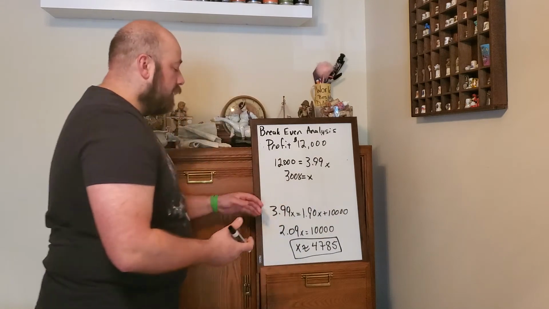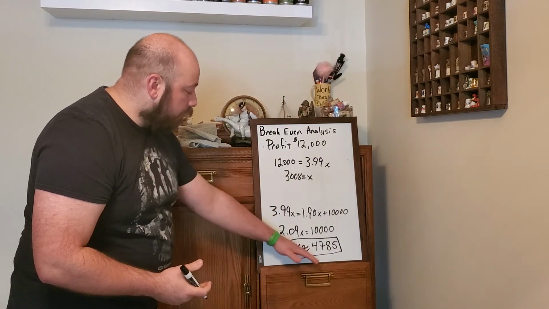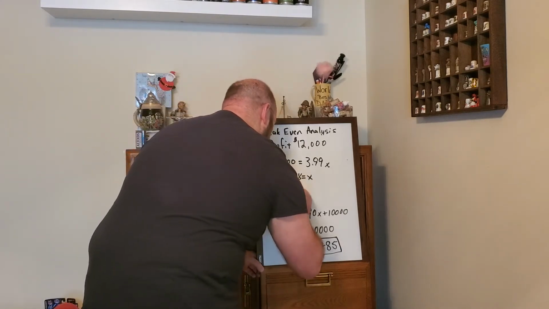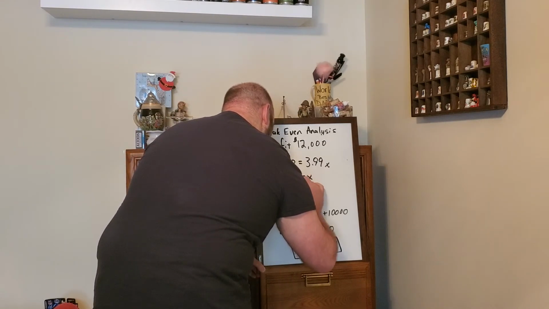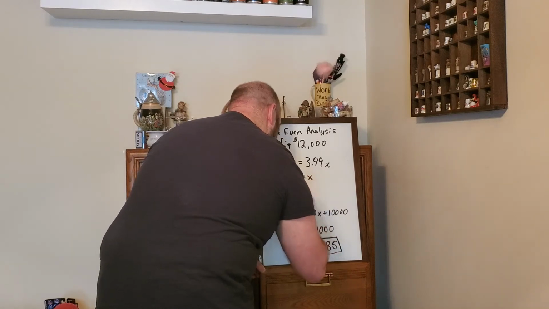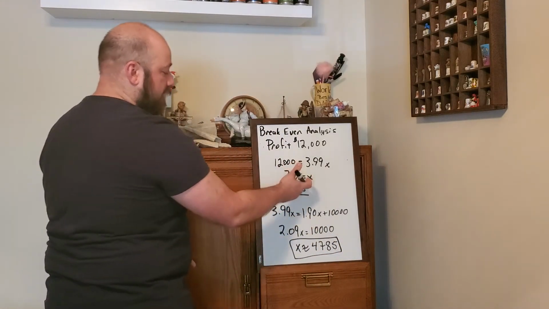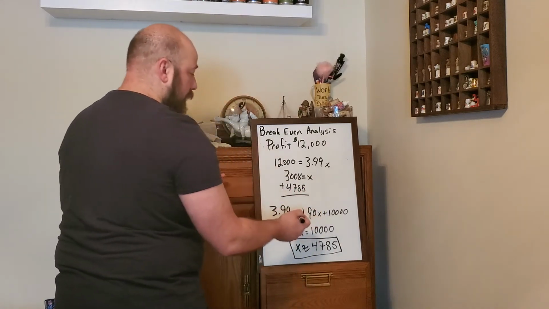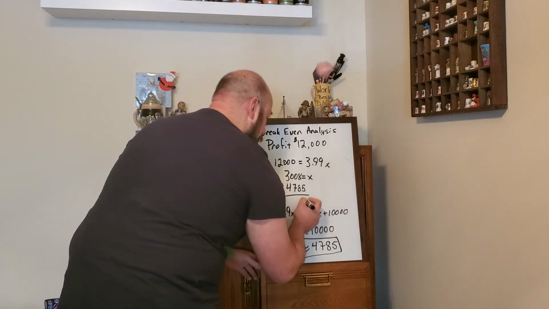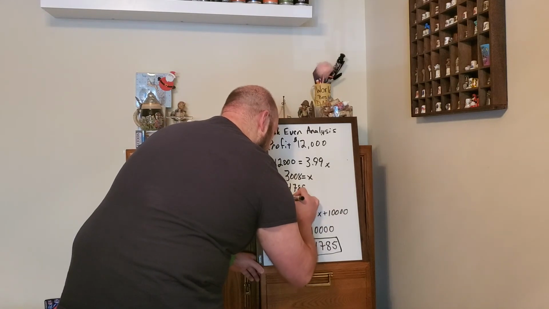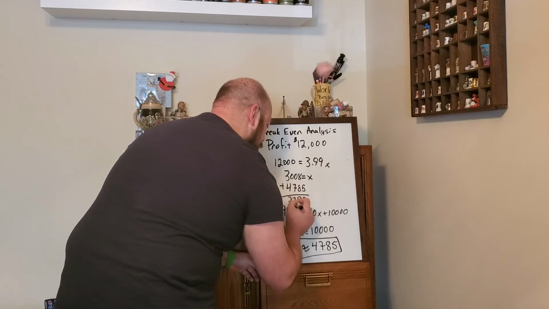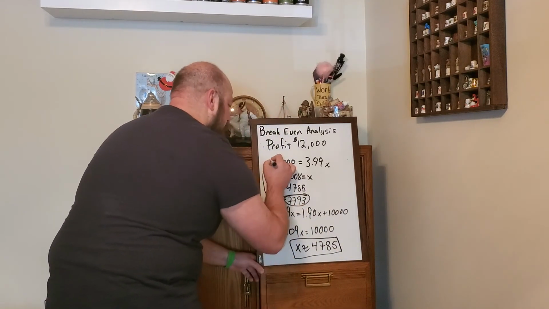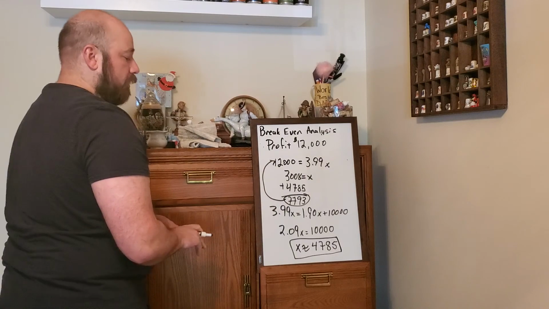Now keep in mind, we needed this many, 4,785, to break even. So I'm going to have to add the two values together. So when I add the 3,008 to the 4,785, this is how many it's going to take to give me a profit of 12,000. So that's going to be 7,793 is what it's going to take of selling that product to give me a profit of 12,000.